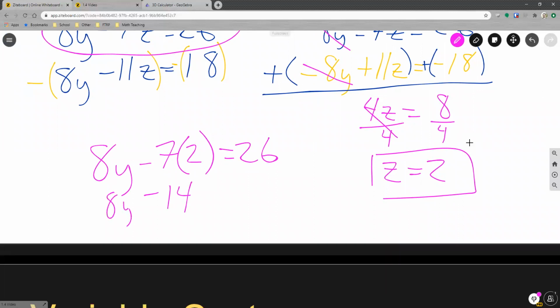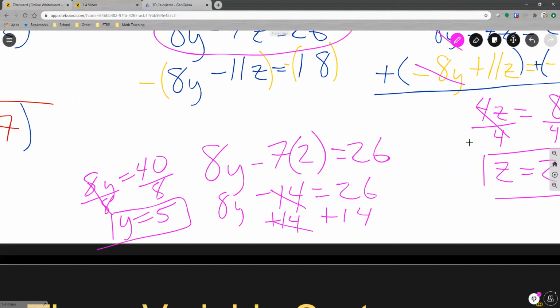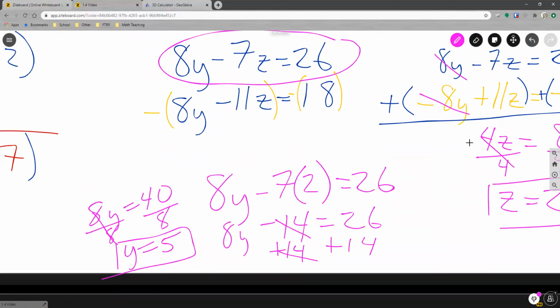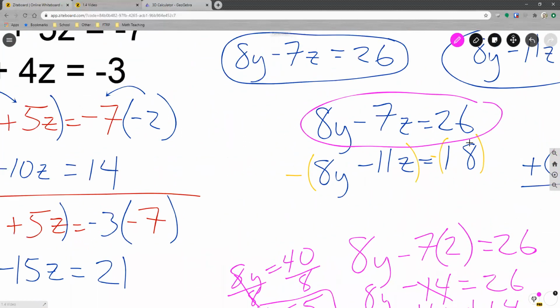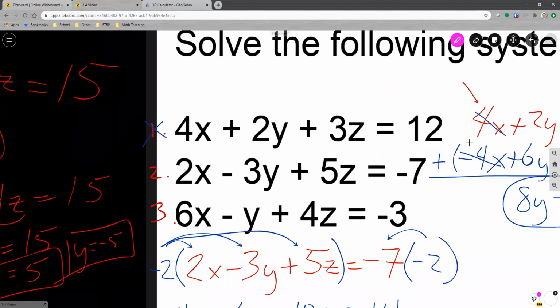I got 8y minus 14 equals 26. Add 14 to both sides. And I get, I ran out of room here, 8y is equal to 40. Now I just divide both sides by 8. I get y equals 5. And now I've got the second piece of my puzzle. I know that y is equal to 5 and z is equal to 2. And again, I've got 2 out of 3 of my variables, so now solving for the third is also easy.